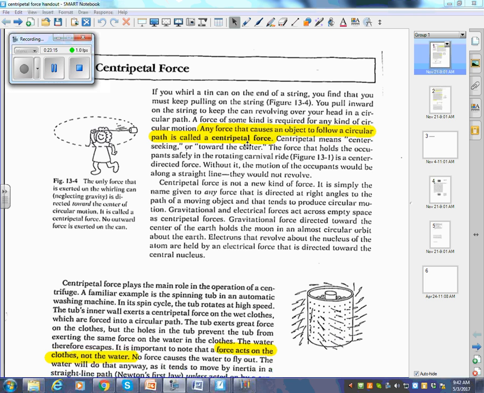The force that holds the occupant safely in the rotating carnival ride, and I don't have a picture of that, is a center-directed force. Without it, the motion of the occupants would be along a straight line and they would not revolve. You've all likely been to the fair, maybe when you were younger. And they always have that one ride, the big white circle thing. You walk in, and they lock you in with this dinky little chain. Does that chain do anything other than scare people? It doesn't scare me because I get the physics. But is it there for a reason? Probably to satisfy someone that there's some sort of safety involved, but it's not doing anything.